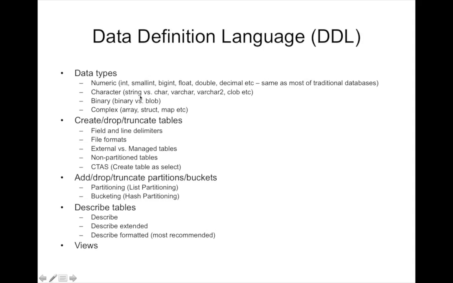For character, there is only string, whereas in traditional databases you will see char, varchar, varchar2, clob, etc. But in Hive there is only string, and you don't specify precision, so you just define it as string. Whereas in traditional RDBMSs you typically have precision for char, varchar, and varchar2, like char of 10, varchar of 30, something like that. And for binary, there is a data type called binary in Hive, which is typically represented as blob in traditional databases.